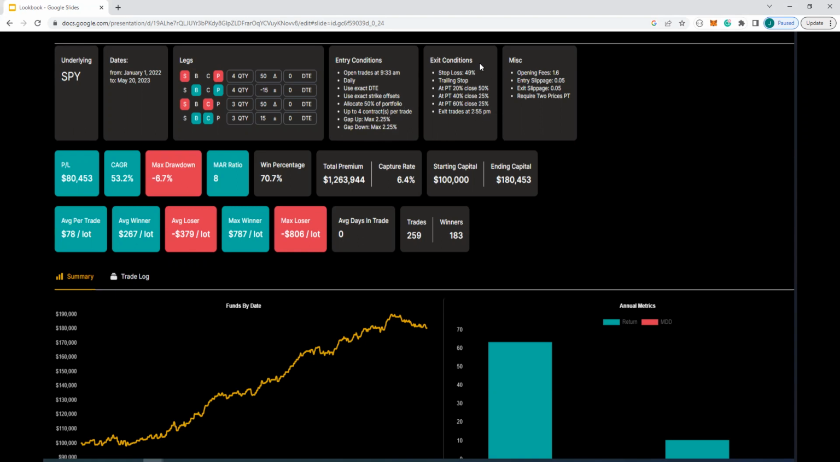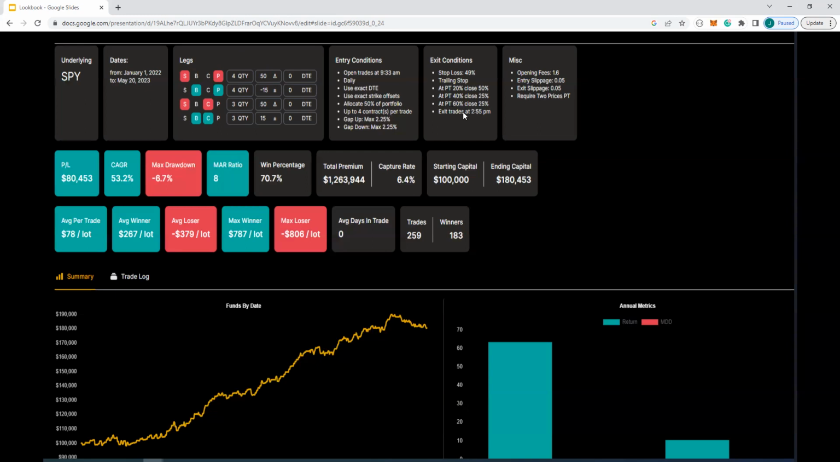I exit, so I put a trailing stop loss of 49%. You can see my stop loss here, and it's tagged as trailing. My profit target's 20%, and I close 50% of the positions. So if I'm trading 4 lots of these contracts, that means my first 2 of the 4-3 ratio positions are closed out at 20% profit target. My second profit target is 40%, that's my 3rd lot contract that I'm getting out at. And then my last one I'll get out at is 60%.